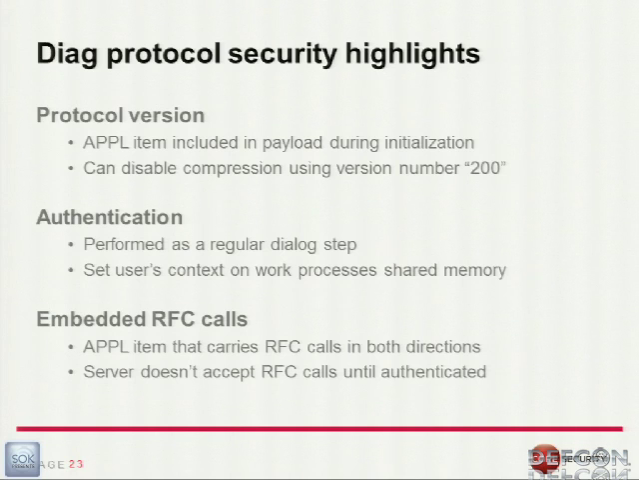The first one is that one of the APPL items that must be included during the initialization is the protocol version. One of the things that I found is that if you specify a specific version number during the initialization, all the remaining packets coming from the server will be uncompressed. This is useful, for example, if you are writing an exploit or some script or some code, and you don't want to use all the compression functions in all your packets.